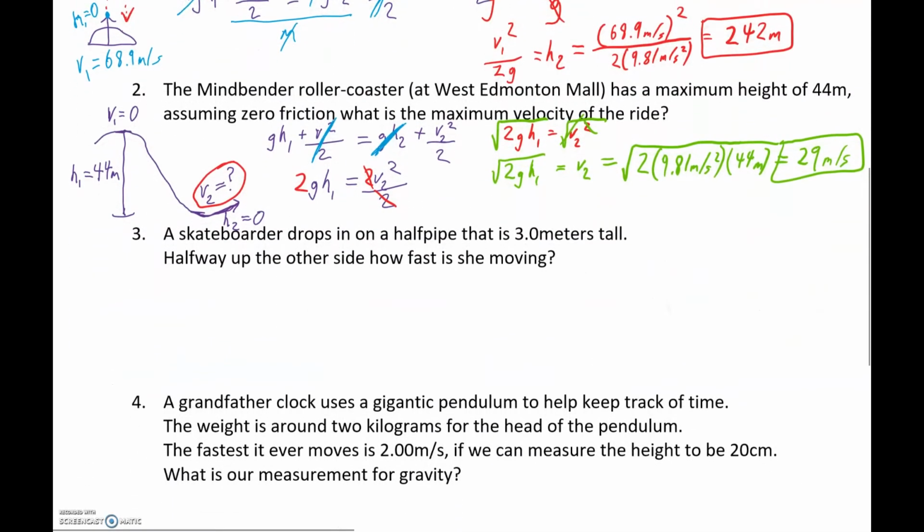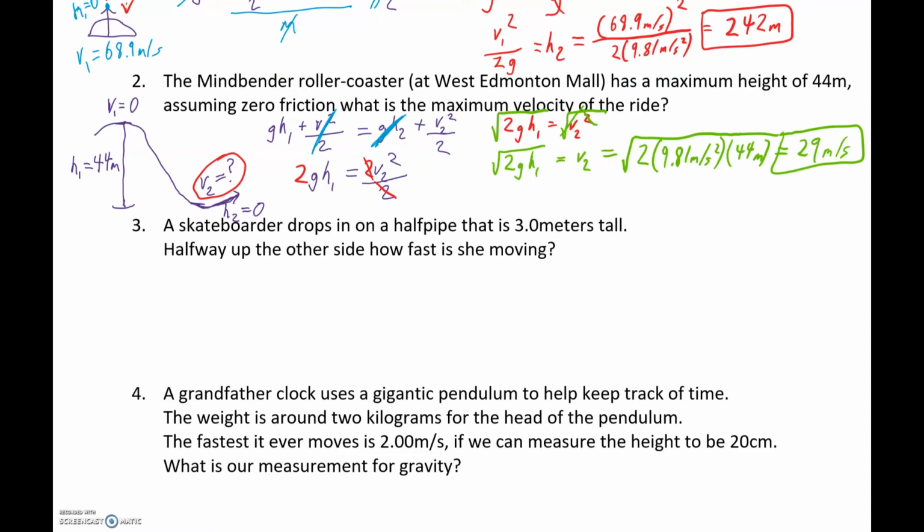All right, next 2 questions. A skateboarder drops in on a half pipe that is 3 meters tall. Halfway up the other side, how fast is she moving? So again, I like to draw the situation. Half pipe is like this. There's the skateboarder. Amazing. Starting off with V1 is 0. And finally, at the end, H2 is 0.